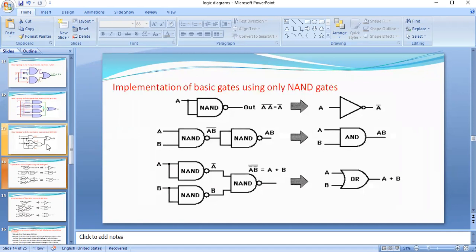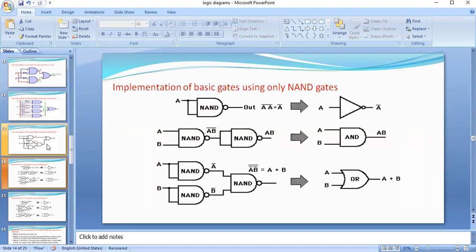Using NAND gates means, what are the basic gates? AND gate, OR gate, and NOT gate. So you have to implement these three basic gates by using only NAND gates.